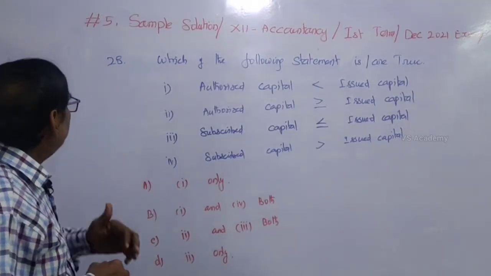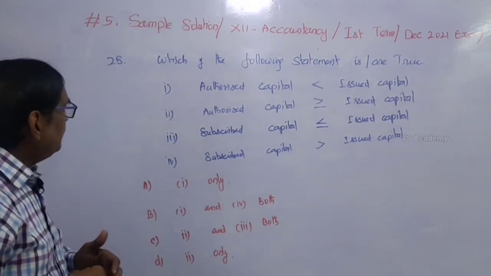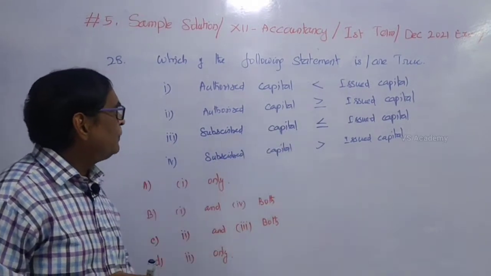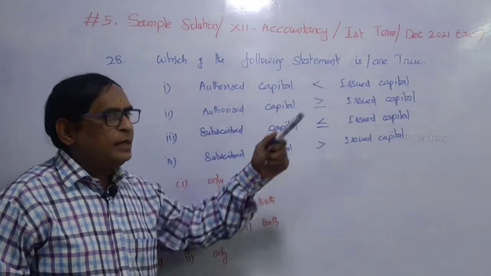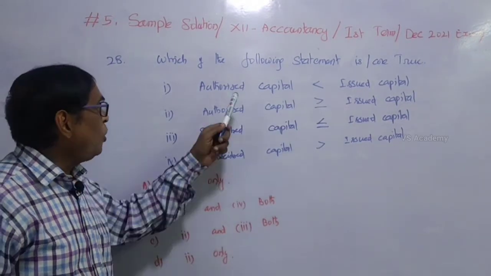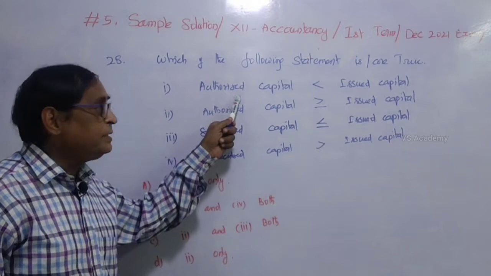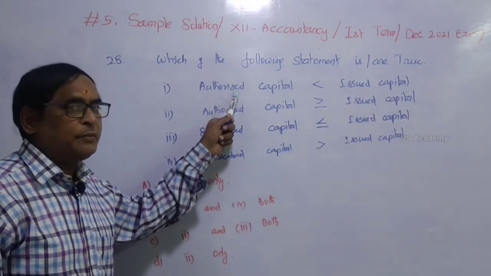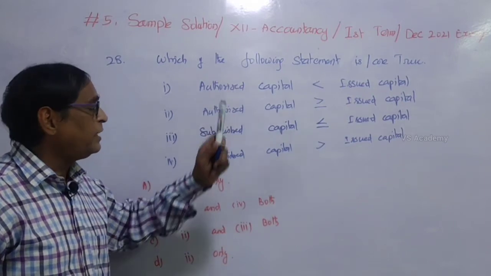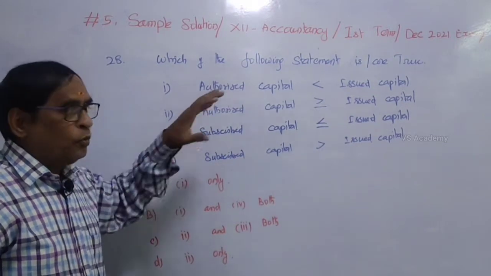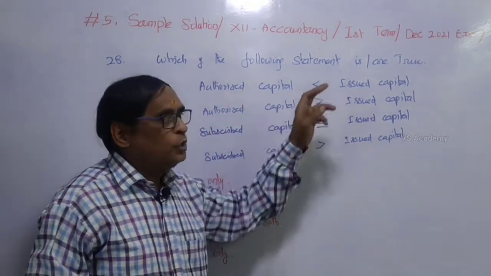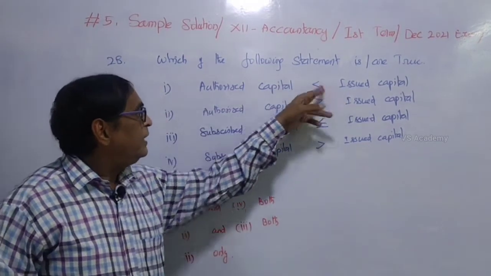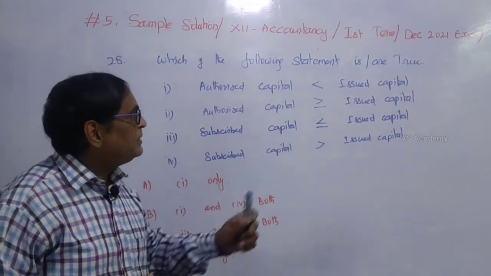The next one is question number 28. Which of the following statements is true? Authorized capital less than issued capital. First of all, we should know authorized capital. Authorized capital means it must be authorized. It is a licensed capital. The maximum capital that we can mobilize from the public, that is authorized capital. Out of that, one particular portion can be issued. So authorized capital will never be less than the issued capital.